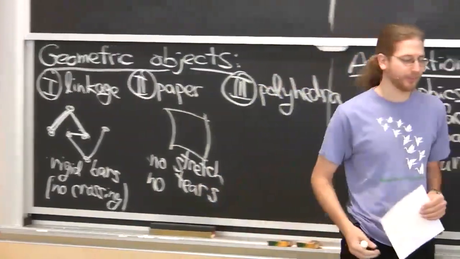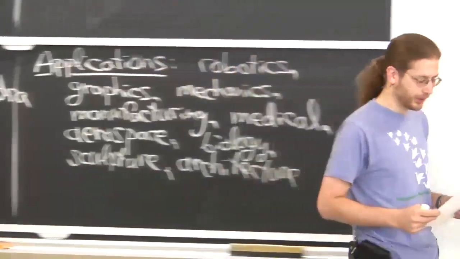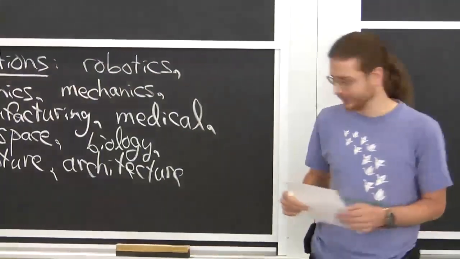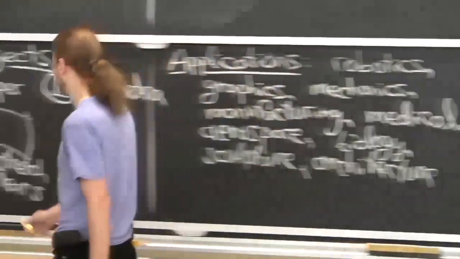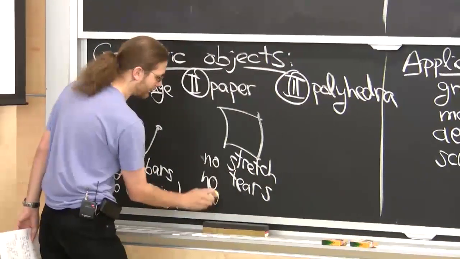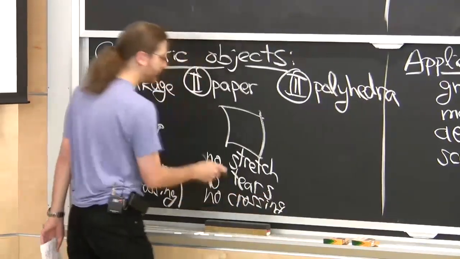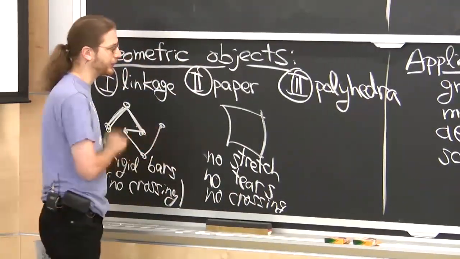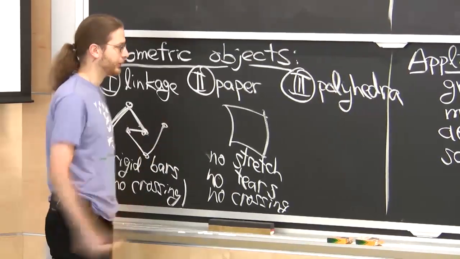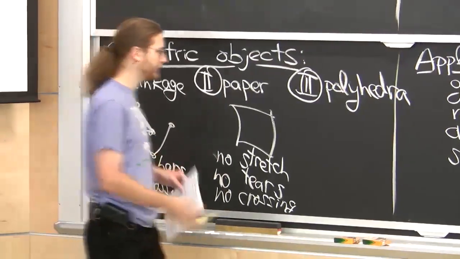And usually in modern origami, you're not allowed to cut the paper because that makes things too easy, basically. And I guess also no crossing. Here it's a requirement. This is a pretty informal description of paper. You can formalize it. We will do that at some point, but it's pretty intuitive. You've all done it before.